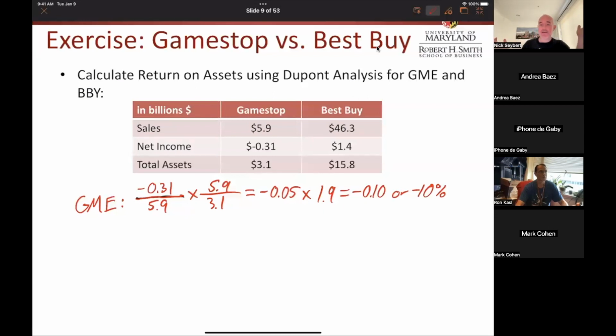So let's look at Best Buy. We're going to do the same thing with Best Buy. Does anybody have questions about this? Profit margin, asset turnover. Again, I think the real key thing to understand is for every dollar of assets, they're generating $1.9 of sales. And then that $1.9 of sales is getting them a negative 5% return for each dollar. When you put those two things together, it's a negative 10% return on assets overall. Questions about that?